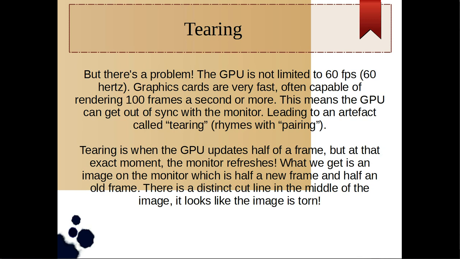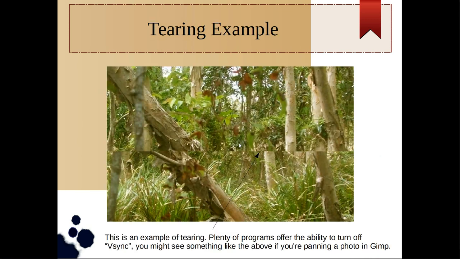And this leads to an artifact called tearing. Tearing is where the graphics card updates half of the frame, but at that exact moment, the monitor refreshes, and what you see on your monitor as a user is half the screen, maybe the top half will be one frame, and the lower half will be another frame, and you'll see a distinct cut line in the middle that looks like the image is torn. It looks something like this. I just made this picture in GIMP. Here's a tear line here in the middle. It looks something like that.